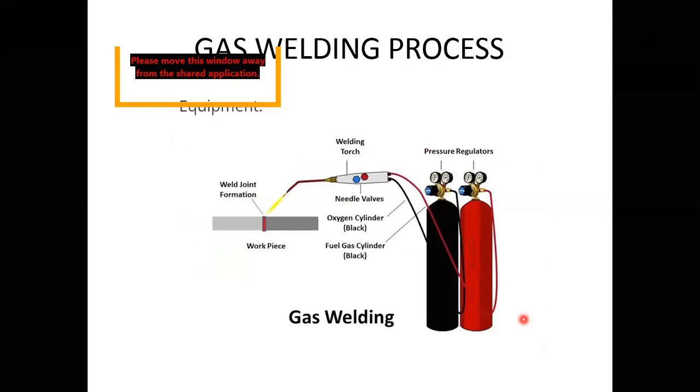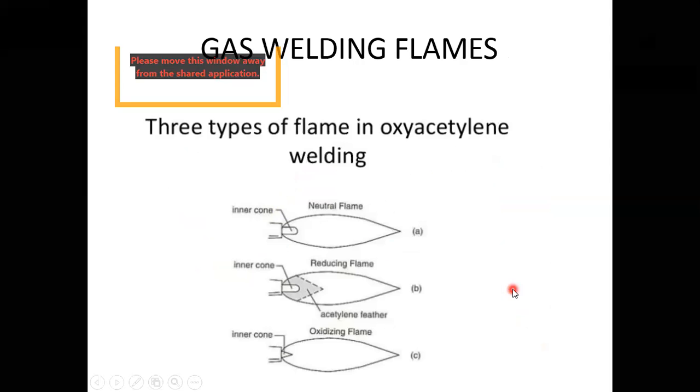So this is another sketch. Same sketch, but the workpiece is shown here. That's all, some modification. So these are the three types of flames. Clearly, you can distinguish. This is the neutral flame, 50% acetylene, 50% oxygen.